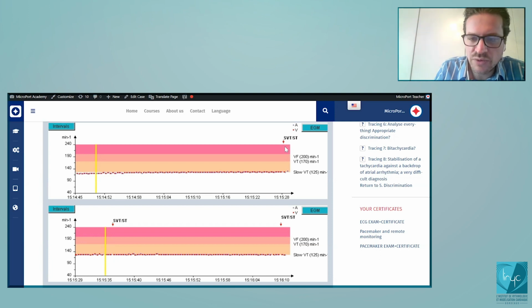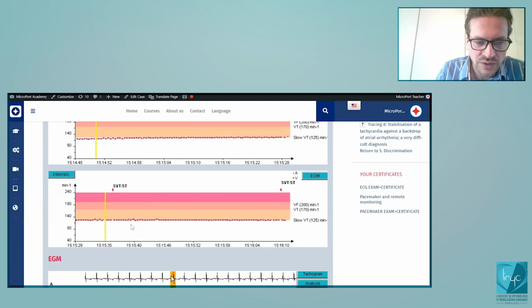So this is what I said before. It's going to do a discrimination. It's not only trying to make the diagnosis of supraventricular, but can also really try to figure out what kind of rhythm it is. And indeed, this looks like sinus tachycardia. It looks like somebody who's doing an exercise and who has a sinus rhythm just a bit faster. It's fast enough to be in the slow VT zone. And then it slowly drifts out again.